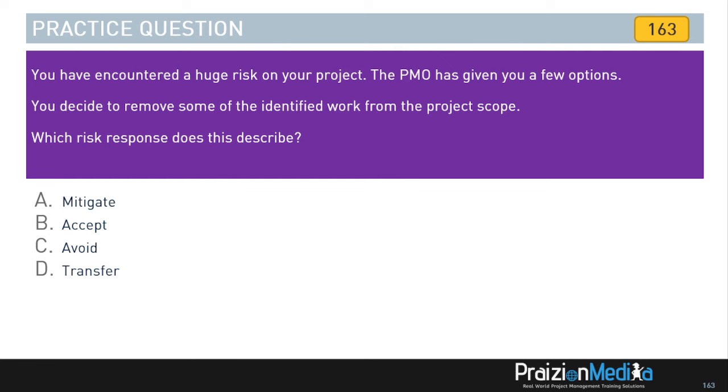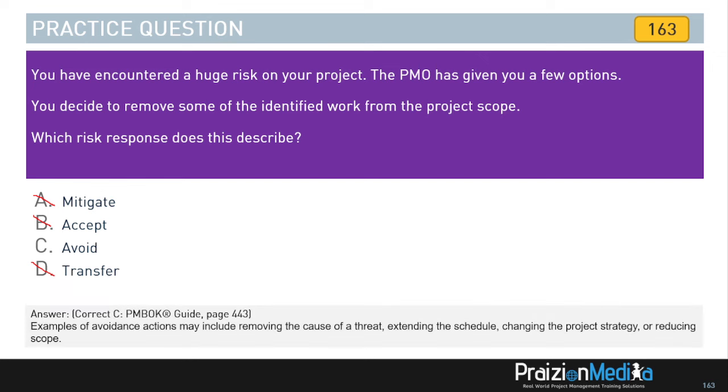So when you remove identified work, it is not mitigate. That's not mitigate. Mitigate is a reduction. It's not a removal. Acceptance is doing nothing, and transfer is not removing. It's transferring the risk to a third party. So the best option is C. Examples of avoidance actions may include removing the cause of a threat.